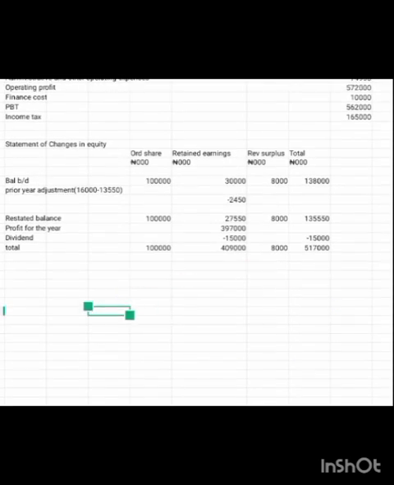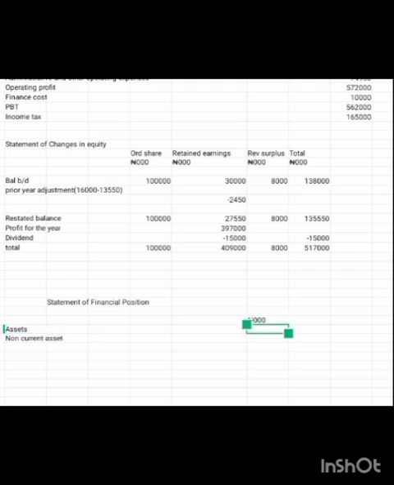So let us move straight to the statement of financial position. All right. So as we all know, we have our money measurement here. Let's measure it in 1,000. Then we have our assets. So we have our non-current assets.